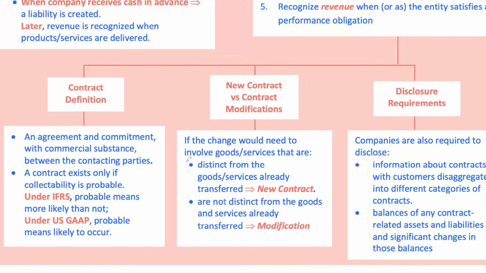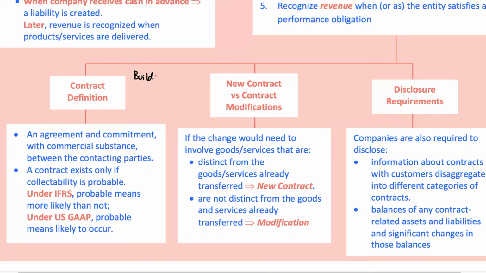Now, what happens when there's a change in a contract? The converged standard provides guidance on this too. If a contract modification introduces goods or services that are distinct from those already provided, it's treated as a new contract. However, if the goods or services are not distinct, it's considered a modification of the existing contract.